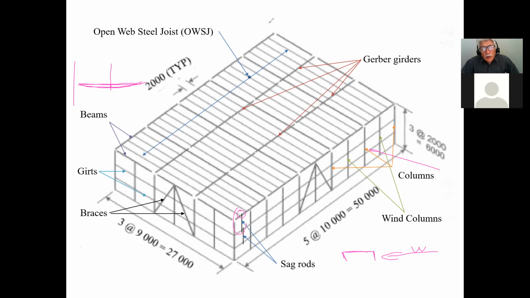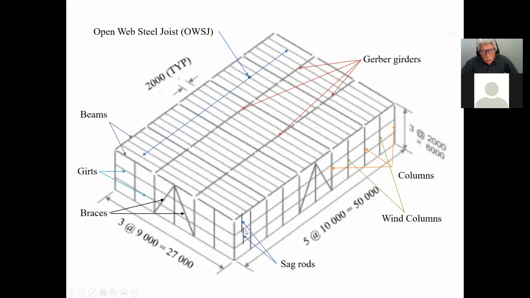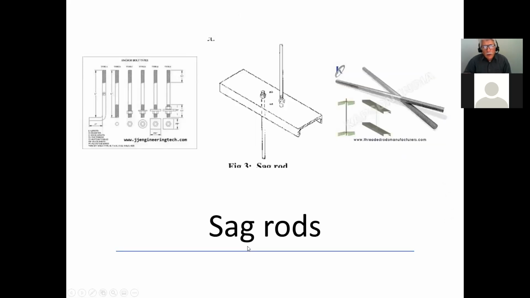These sag rods are simply threaded rods, and this is what they look like. Oops, sorry. I'm trying to find it. I know I put it here, there you go. So these are the sag rods, and you make a hole at the top flange of the perimeter beam here. You bring this rod down, and you have this threaded part of the rod, and all they do is lift. They put the girt relatively straight. They have a nut here, and that's all these things are.